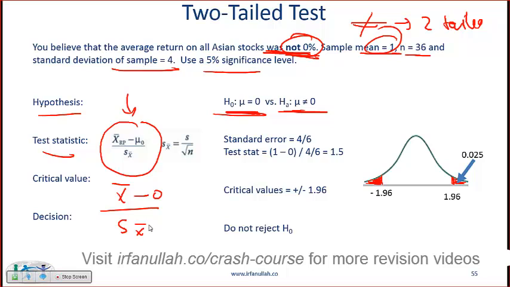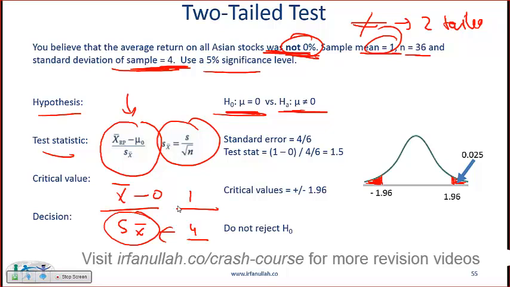And what's the formula for Sx bar? This formula is S over root n. In this case, we are given the S, which is the standard deviation of the sample, and we are given n. So what is the standard error? S is equal to 4, divided by root n, which is the root of 36, which is 6. So 4 over 6 is our standard error. What is X bar minus 0? That's 1. So 1 over 4 over 6. This gives us a test stat of 1.5.